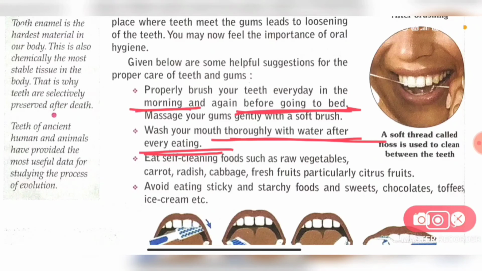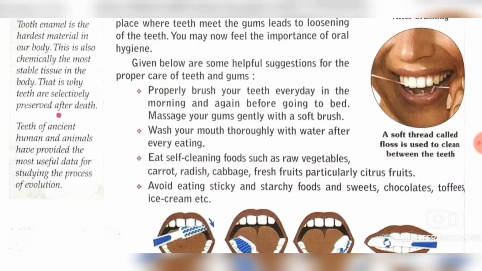Also we have to eat self-cleaning foods such as raw vegetables, fruits, specifically citrus fruits, which we should eat in larger quantities. These precautions have to be taken for maintaining good teeth or good oral hygiene.